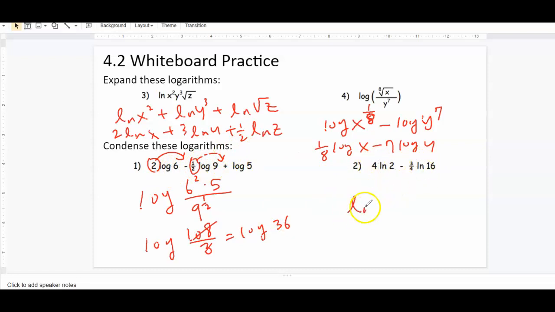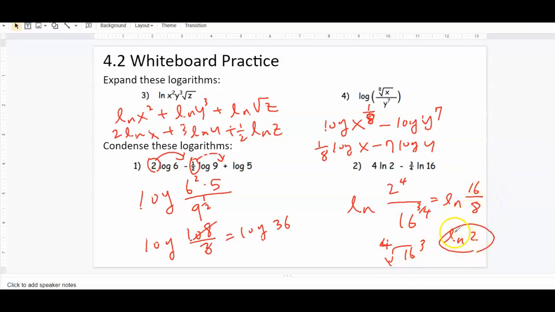Piggyback, so it'll be natural log of 2 to the 4th power divided by 16 to the 3/4 power. Ooh, this is very interesting. Okay, so 2 to the 4th power is 16. 16 to the 3/4 power is the same as 4th root of 16 cubed. Right, denominator becomes nth root. 4th root of 16 is 2. 2 cubed is 8. 16 divided by 8 is 2. Natural log of 2 is the final answer. Ooh, that one was hard, wasn't it?